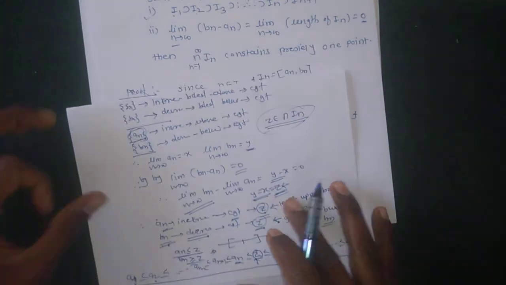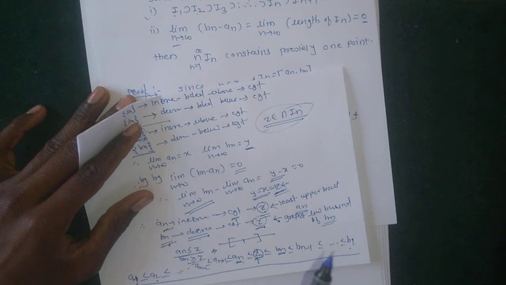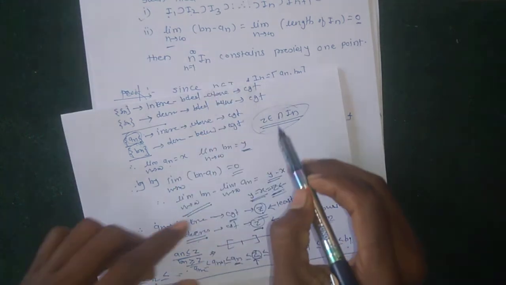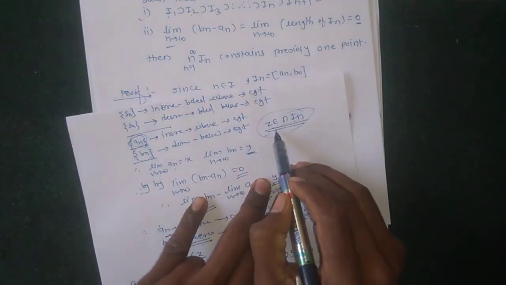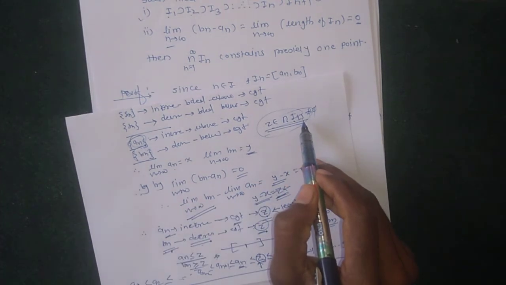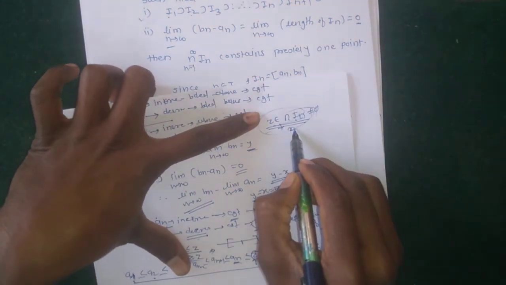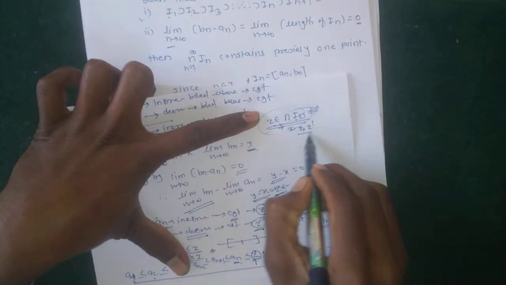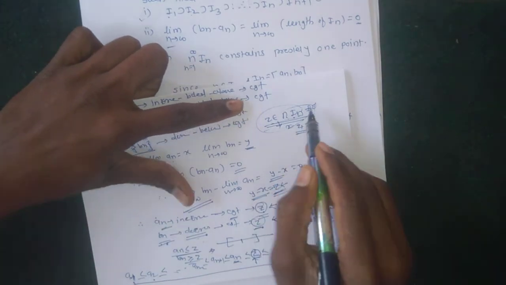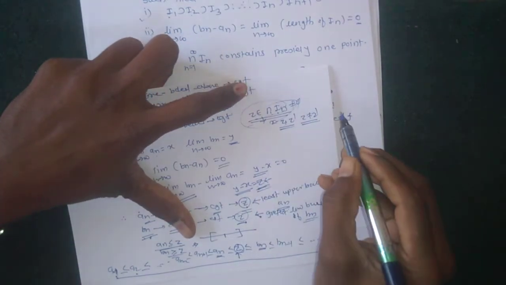Now to show that the intersection of In contains precisely one point. First, the intersection of In is non-empty, since z belongs to it. Now we have to prove it contains only one point, which we prove by contradiction. Suppose it contains two points, z and z dash, both belonging to the intersection of intervals In, and z is not equal to z dash.